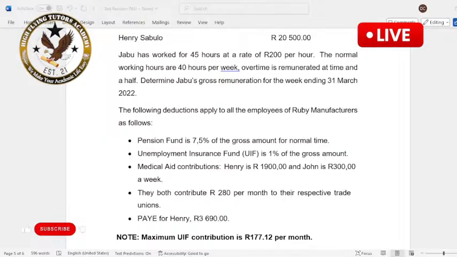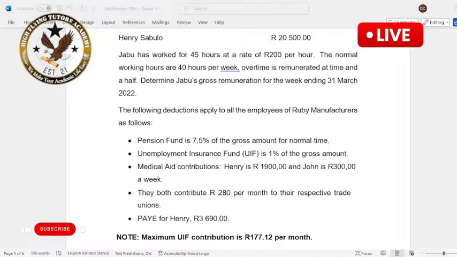I don't want people to say, no, you said we must use gross. We are following the question's instructions. They say pension fund is calculated on the gross amount for normal time, not including overtime. So we're not going to use the gross wage, we're going to use the basic salary. I don't know if you get my point right there.